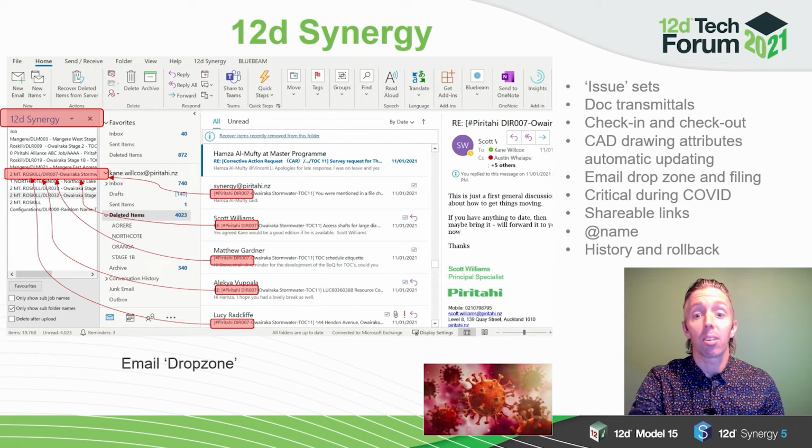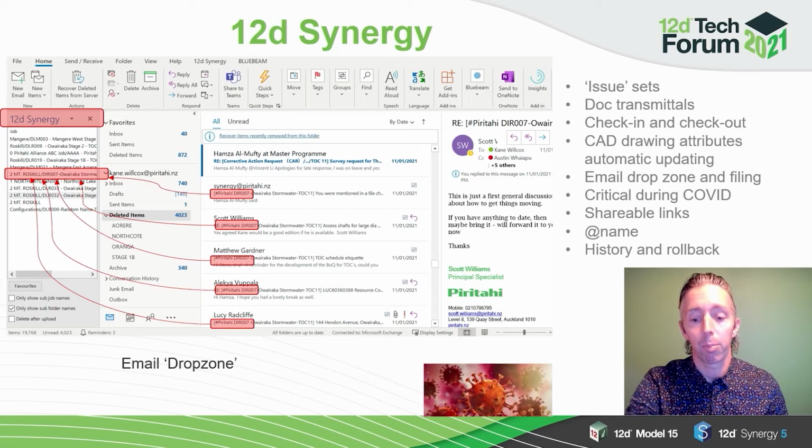There are automatic document transmittals generated with any issue sets sent out as well. And general check-in and check-out and rollback has been life-saving, especially for the younger graduates. We save and file everything using the email drop zone shown on the slide. 12D Synergy has been critical during COVID, and without it we wouldn't have been able to work. Two other features that we use regularly are the shareable links and the @name features.